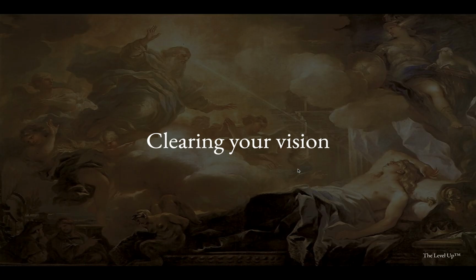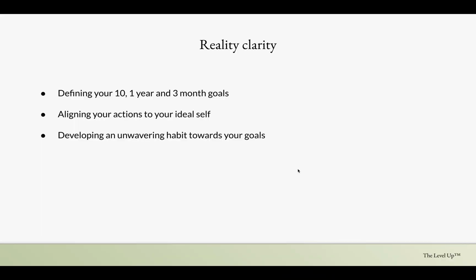So now let's talk about clearing your vision. So what we're going to get into now is actually setting out your goals. We're going to be doing a 10-year goal, 1-year goal, and 3-month goals. And then we're going to be talking about aligning your actions to your ideal self again, and then how to develop an unwavering habit towards your goals and staying consistent with that.